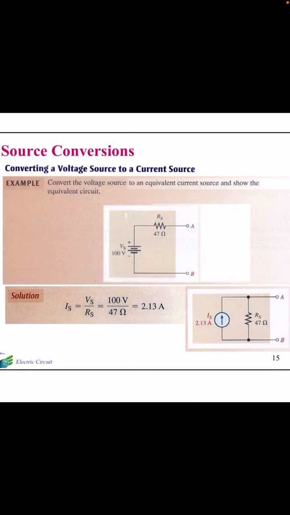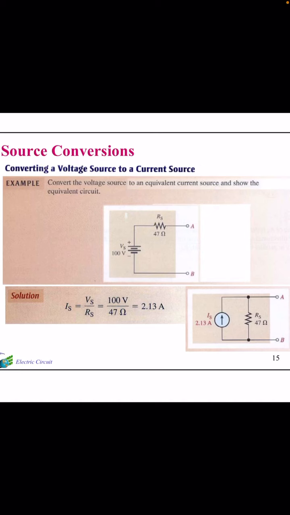Now it will be more clear to you by this example, this numerical problem, where we have to convert this 100 volt voltage source into a current source. We are given a 100 volt voltage source Vs, and Rs is 47 ohm, which is its internal resistance.